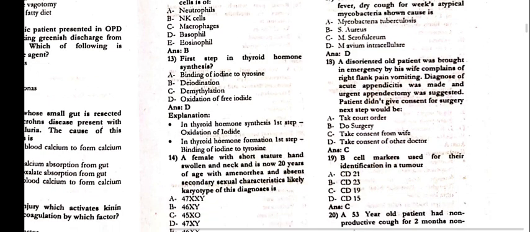Question number 18, a disoriented old patient was brought in emergency by his wife, complains of right flank pain and vomiting. Diagnosis of acute appendicitis was made and urgent appendectomy was suggested. Patient did not give consent for the surgery. Next step would be to take consent from the wife.